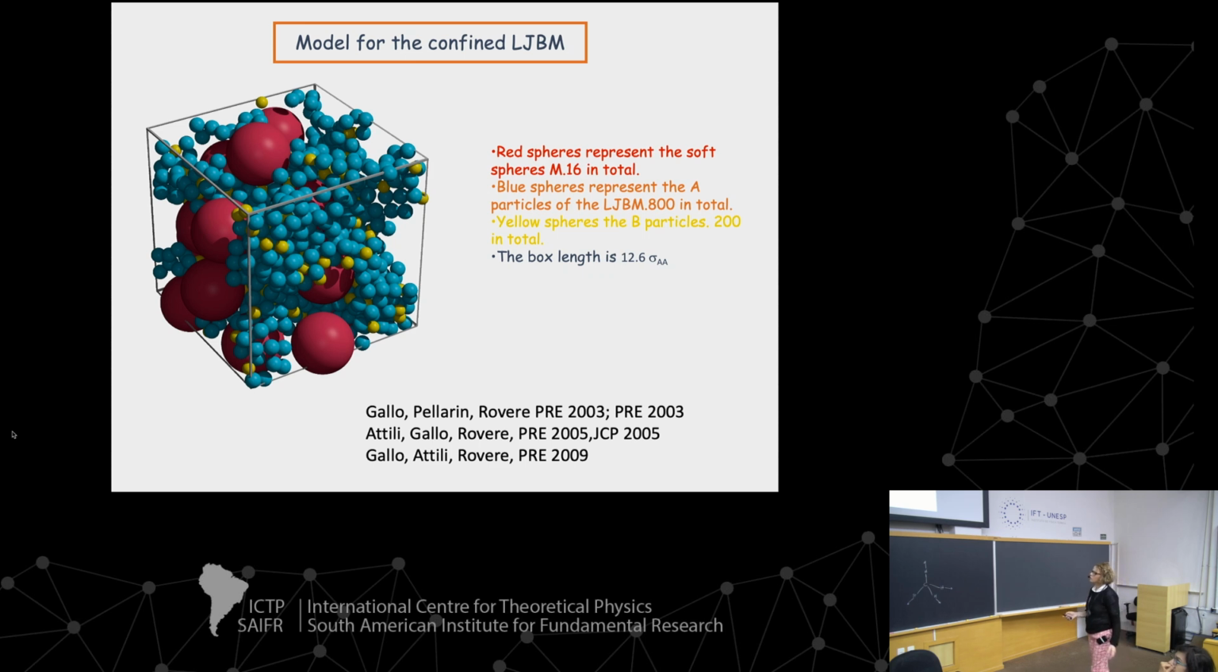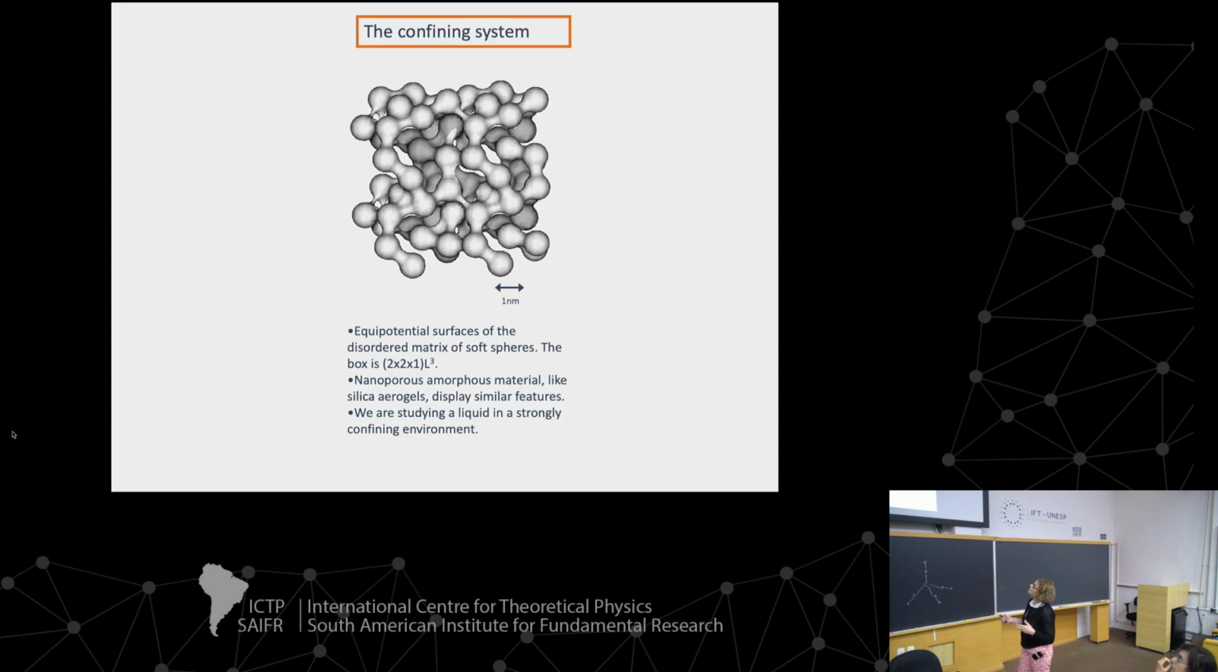And I'm going to go fast on these results because it's a comparison with the bulk. But this was just to show you the confinement. This is the confining system. These are a representation of equipotential surfaces of a disordered matrix of soft spheres. And it's a nanoporous amorphous material, like silica aerogels. So it resembles reality. So we are studying, as you can see, a liquid in a strongly confined environment.